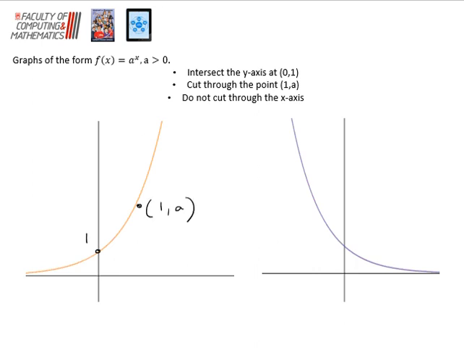The only thing we need to be aware of as well is if that a is less than 1. This is where a is bigger than 1. If a is less than 1, that means as your power goes up, like you get more halves, you're getting smaller and smaller, so it's like a reflection. But again, it still goes through (0, 1) and the point (1, a).